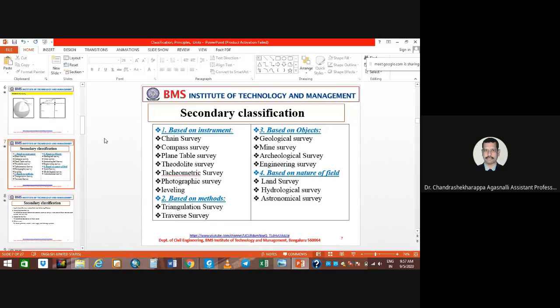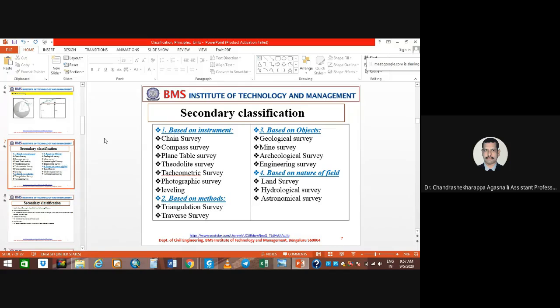Either you can do it with a drone or you can do it with an aeroplane. Okay, that's the thing. And the levelings. Okay, and based on the methods, triangulation survey method and traverse methods, you can conduct as per your convenience and the requirement of the task. Okay, and based on the objects, geological, mine survey, and archaeological survey, and engineering survey.